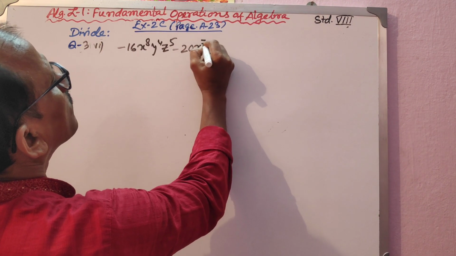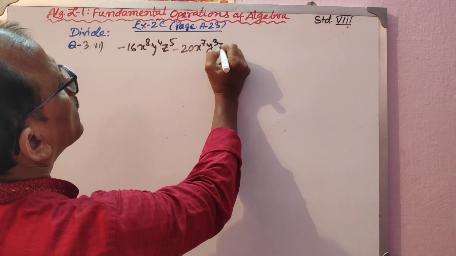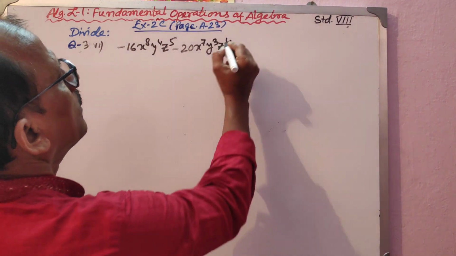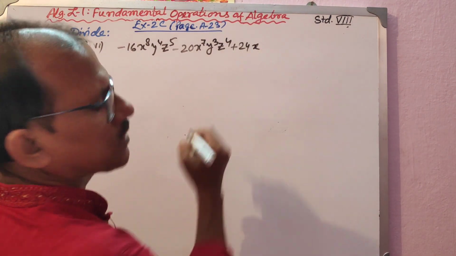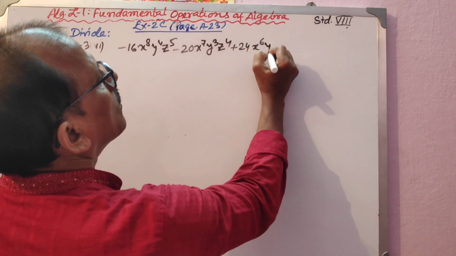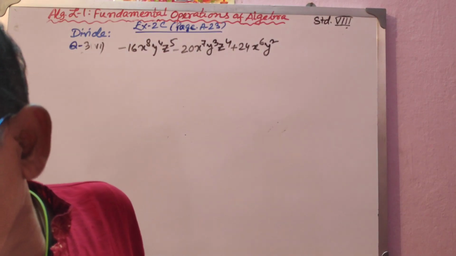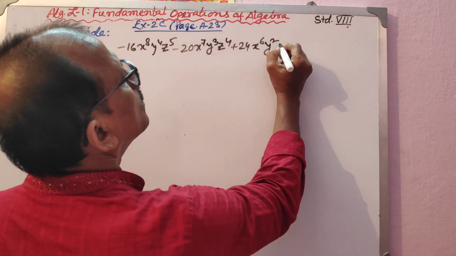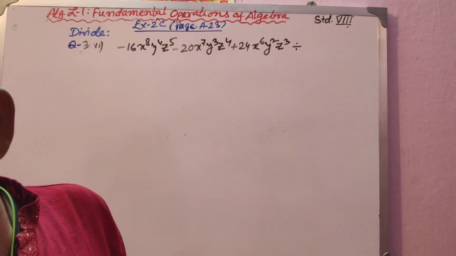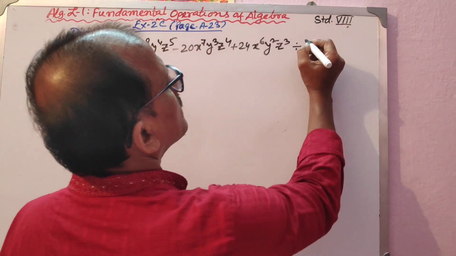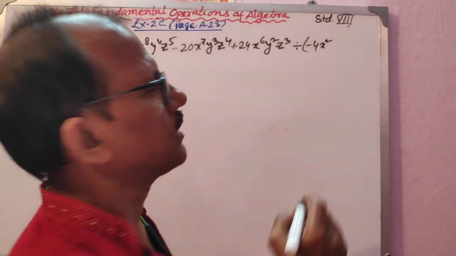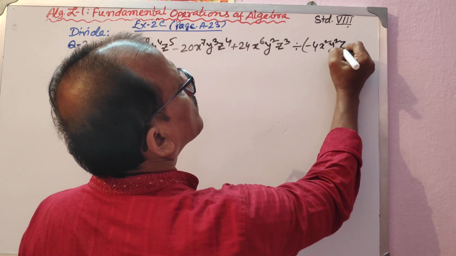20 x to the power 7 y cube z to the power 4 plus 24 x to the power 6 y square z cube, divided by, the divisor is minus 4 x square y square z square.